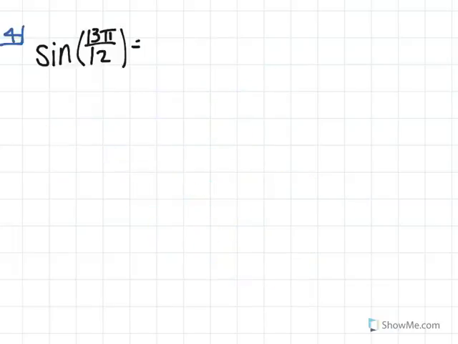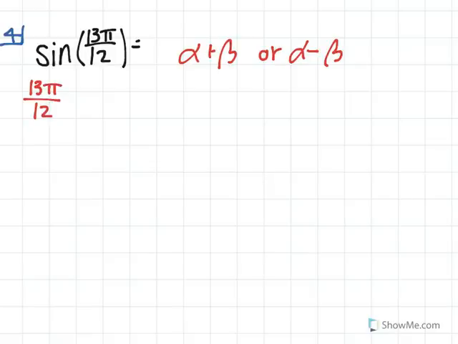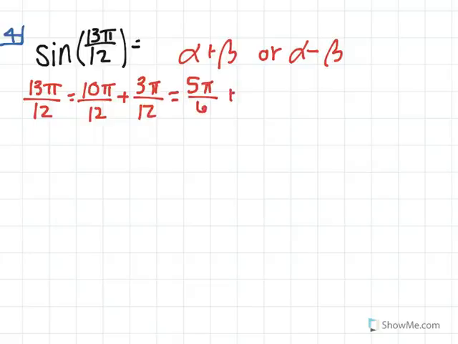In this problem, we're going to use sum or difference identities to find the exact value of sine of 13 pi over 12. So we want to write 13 pi over 12 as either alpha plus beta or alpha minus beta, so that we can use one of our sum or difference identities. So 13 pi over 12 can be written as 10 pi over 12 plus 3 pi over 12. And those can be simplified to 5 pi over 6 plus pi over 4.